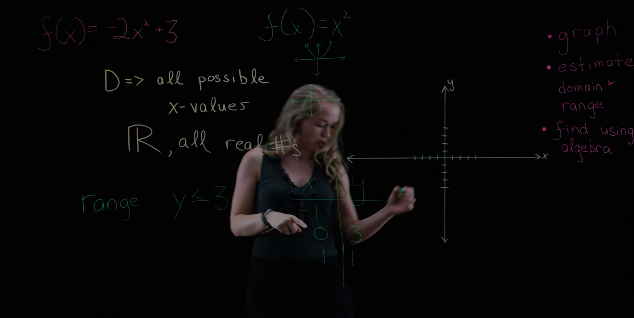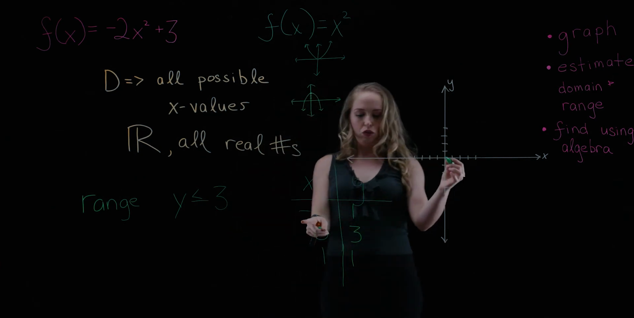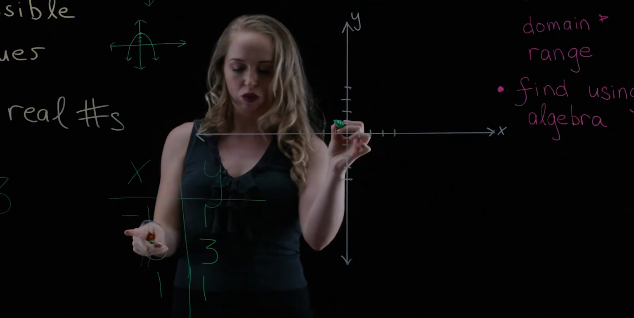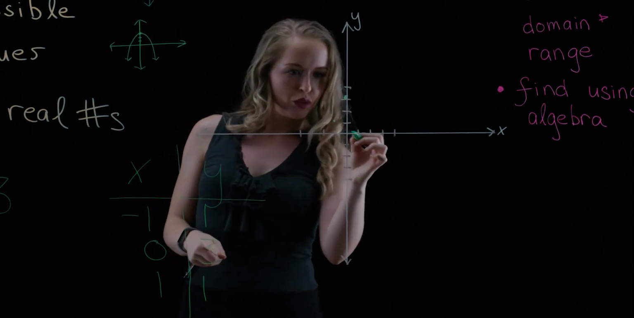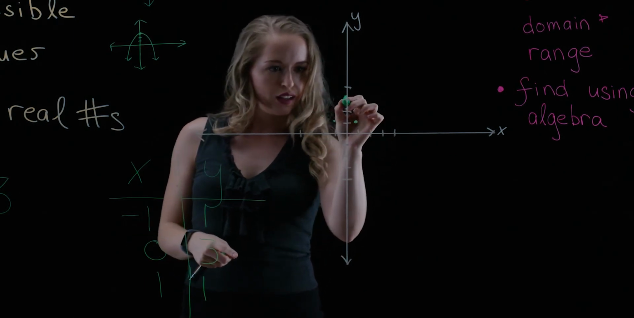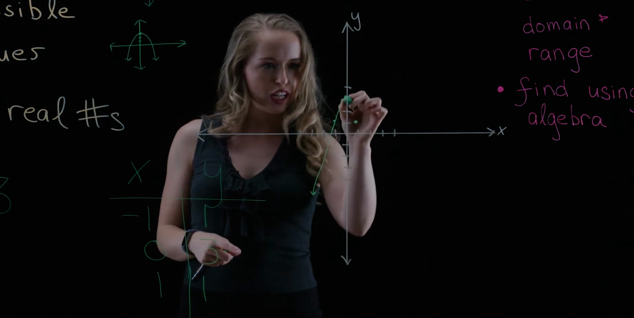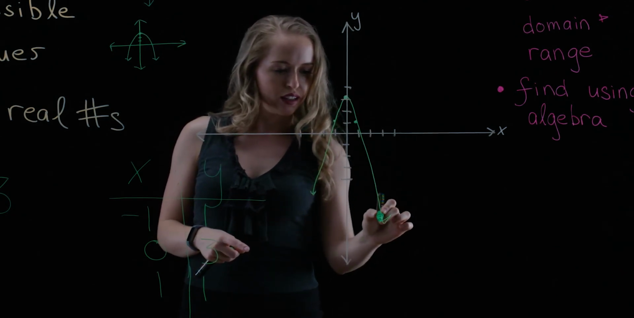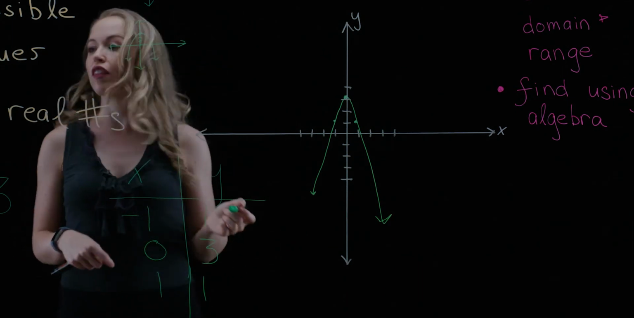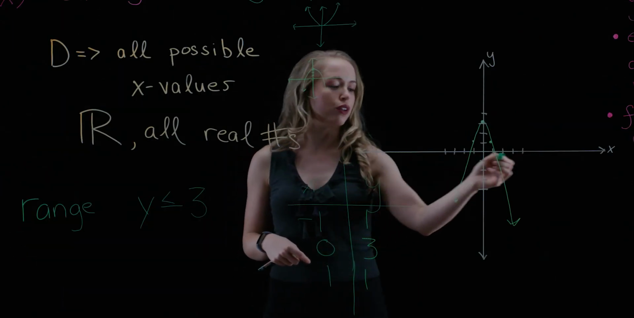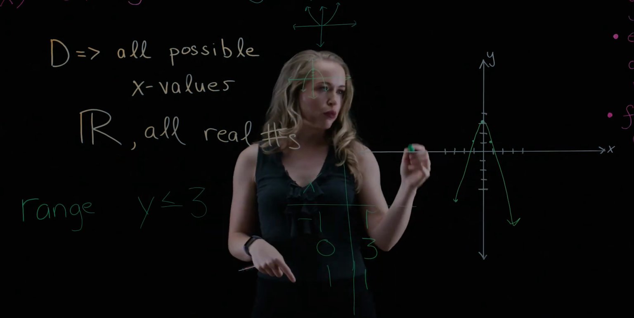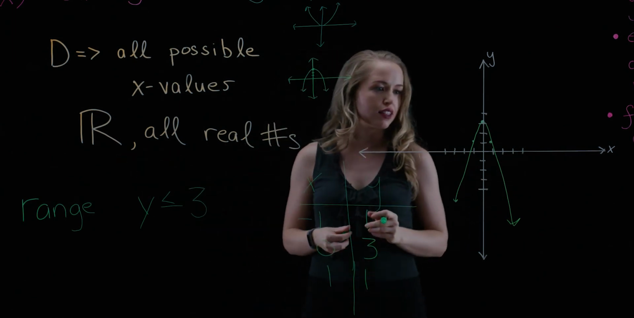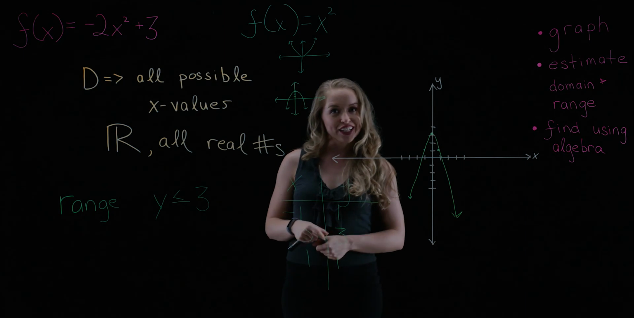And then I can go and plot where these points would go. We've got negative 1, 1, 0, 3, 1, 1. And again, I can see my basic shape of that parabola. And once again, confirm that my domain, all possible x values, is all real numbers, and my range is y is less than or equal to 3. And that is how you do this problem.